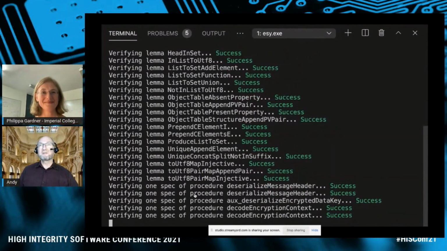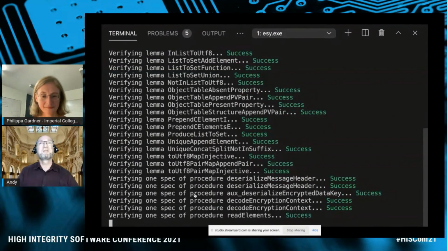Thank you very much, Philippa. Just while that's running, a quick question. What's the timescale for Rust that someone has asked in chat?